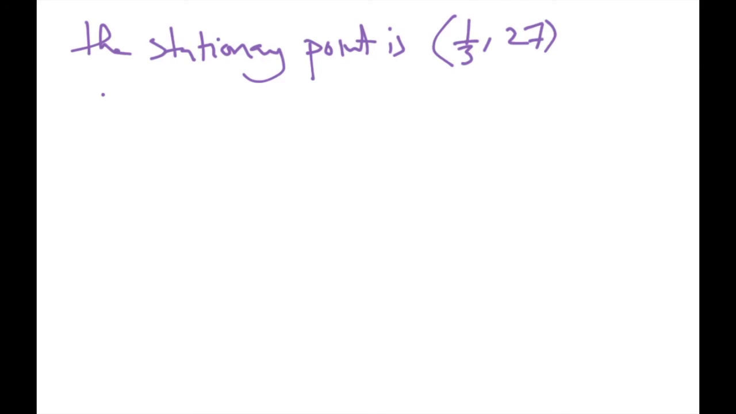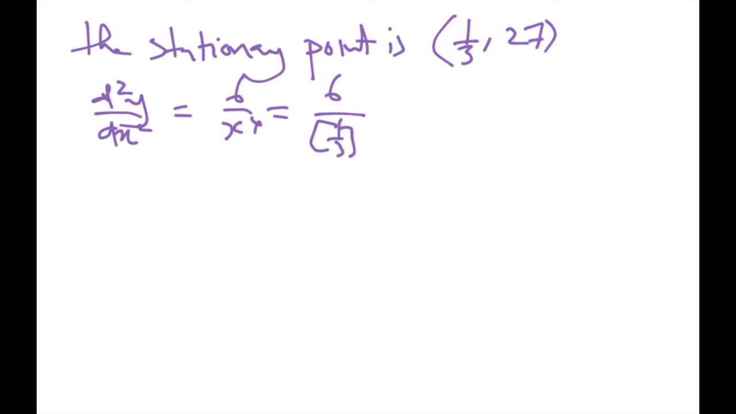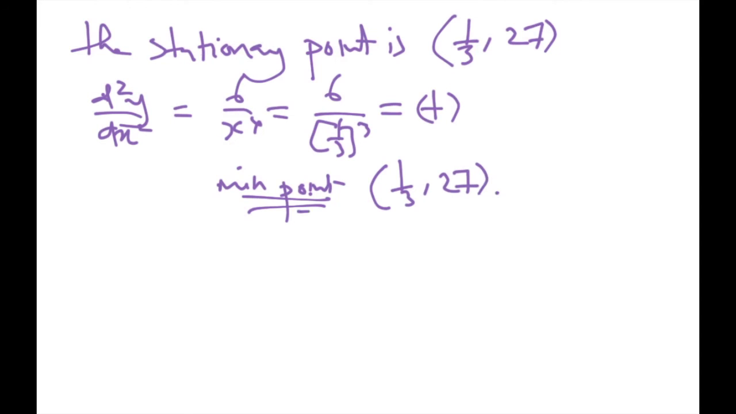So, 6 over x to the power of 4, substituting x as 1 over 3, which is a positive value. If it's a positive value, it means it's a minimum point. Therefore the coordinate 1 over 3 and 27 is a minimum point.